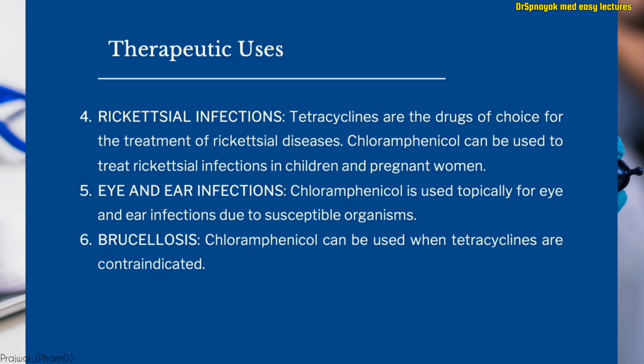It is used in rickettsial infections. Generally, tetracyclines are the drug of choice for the treatment of rickettsial infections, but chloramphenicol can be used to treat it in children and pregnant women. Chloramphenicol is used in eye and ear infections. It is also used in brucellosis when tetracyclines are contraindicated.